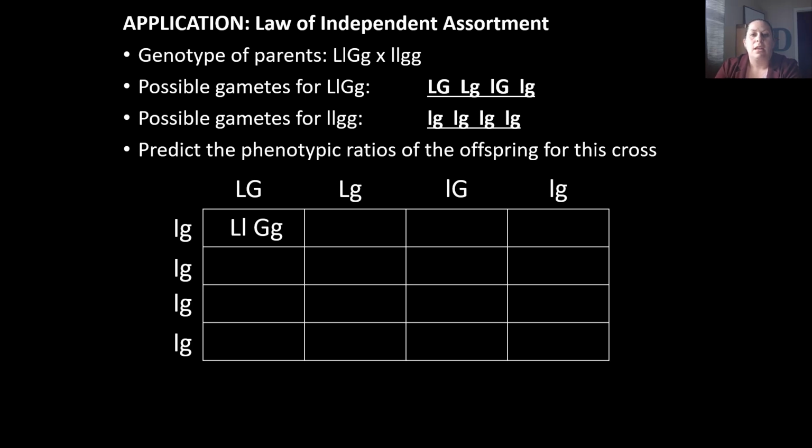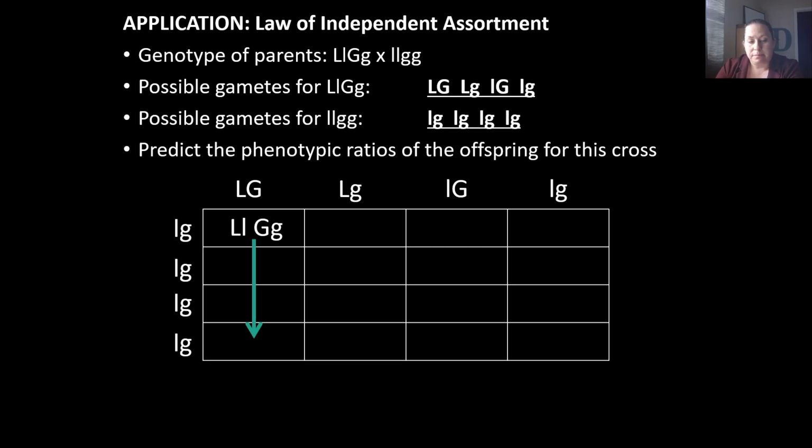Okay. Now, guys, what about the next box in this column? It's going to be exactly the same. Since all of the gametes on the side are the same, what you put in the first box is going to be down that whole column. So in this particular case, guys, all four of these boxes are going to have long-winged, gray-bodied flies.